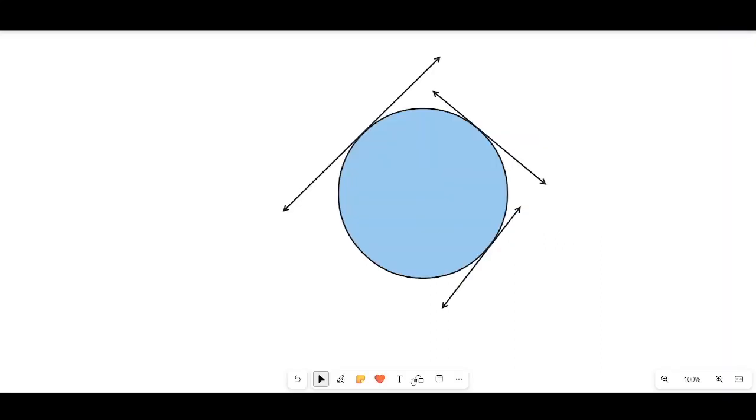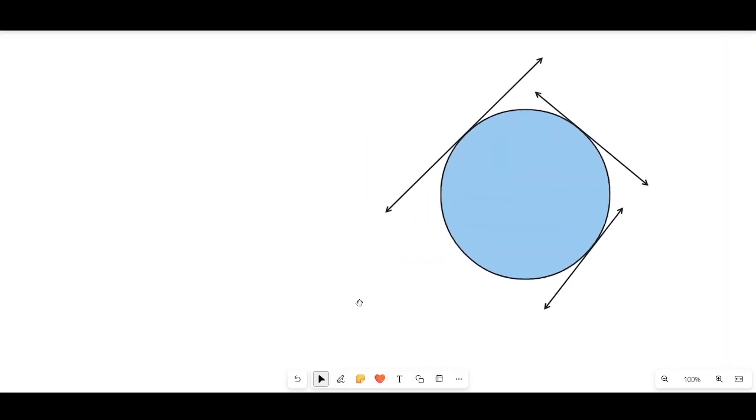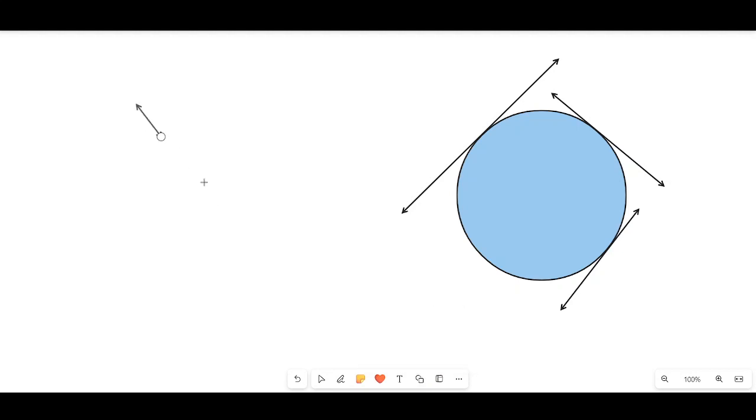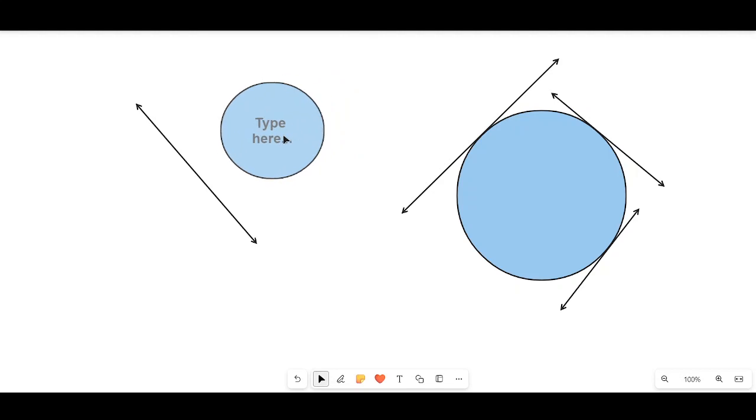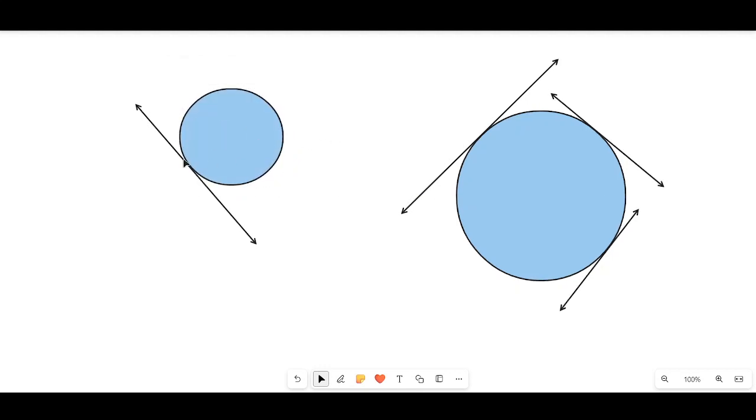Look at this figure. If you draw a circle first, what do you feel? And try to draw a tangent from this point. You can draw only one tangent. That means a tangent to a circle intersects it in only one point. This is the point of contact. Clear?